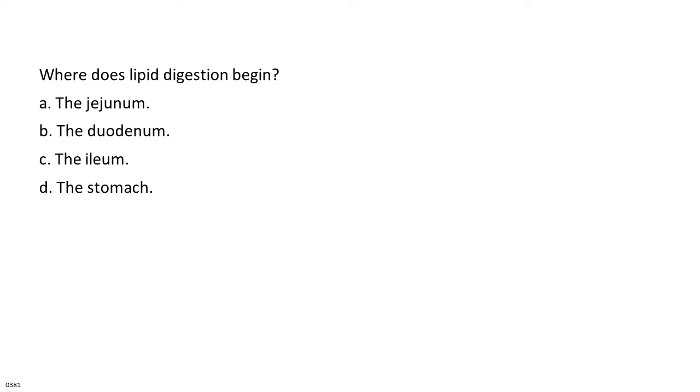Where does lipid digestion begin? A. The jejunum. B. The duodenum. C. The ileum. D. The stomach.